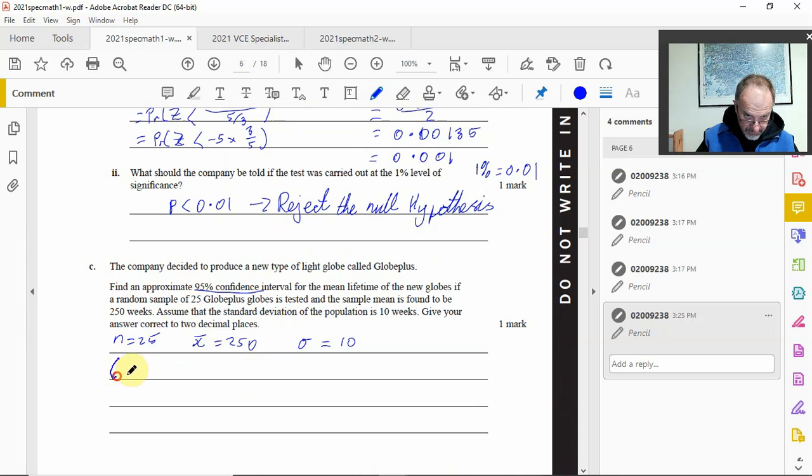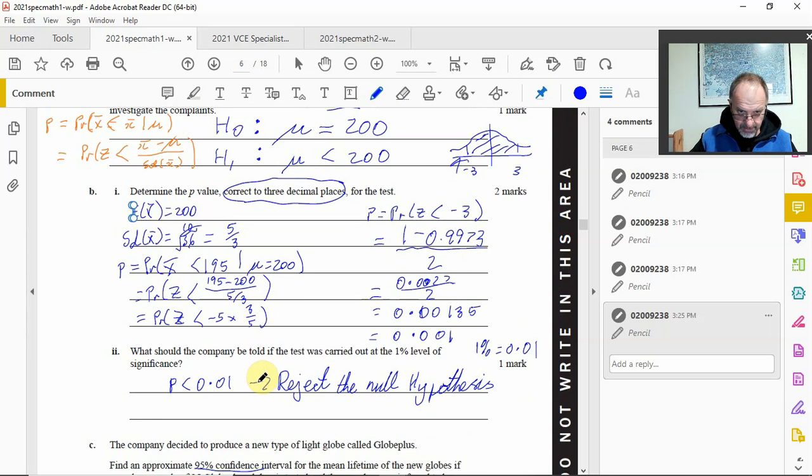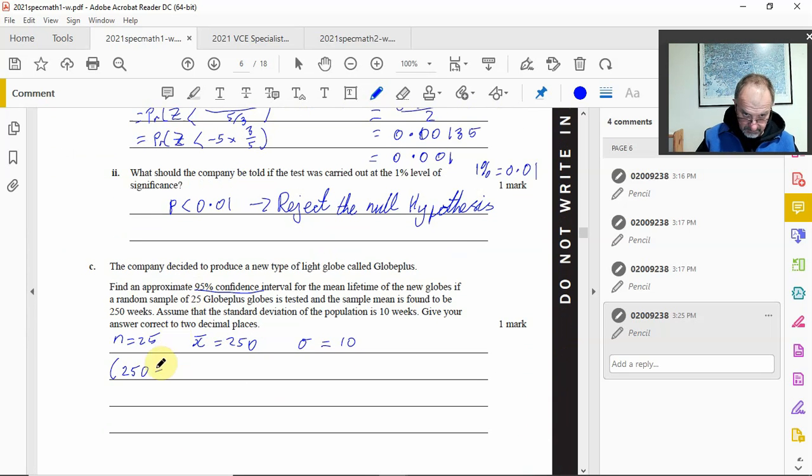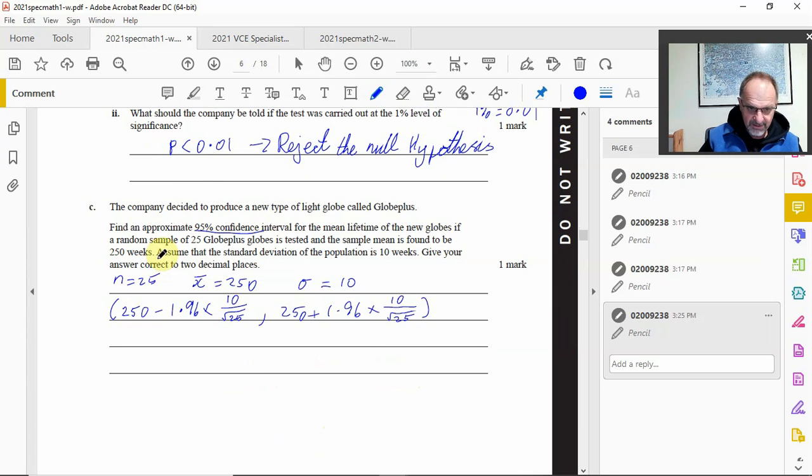So we've got our confidence interval: 250 minus z, which was 1.96, times the standard deviation over the square root of our sample, and then 250 plus 1.96 times 10 over, again, square root of 25. And there is our interval. And so now we've got to go ahead and figure all of that out.